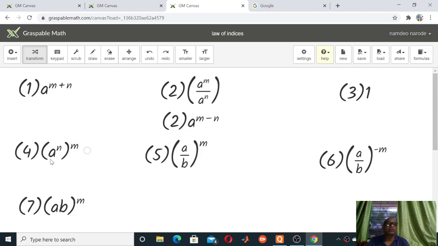Now see the next rule. Power of power. तर घाताचा घात, a raised to n आणि त्याचा घातांक m आहे. a raised to n, raised to m. So its power will be, see what happens? a raised to n into m. जे घाताचा घात करताना घातांकांचा गुणाकार होतो.